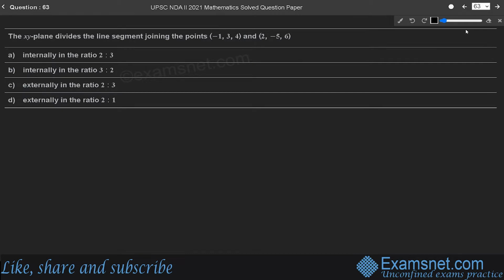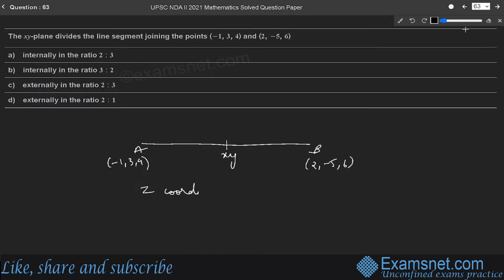Next question is: the XY plane divides the line segment joining the points (-1, 3, 4) and (2, -5, 6). So let this be the line segment AB and the points here are (-1, 3, 4) and (2, -5, 6). And this is the XY plane which divides the line segment AB. We know that here the Z coordinate will be equal to 0 and let the ratio be lambda : 1.